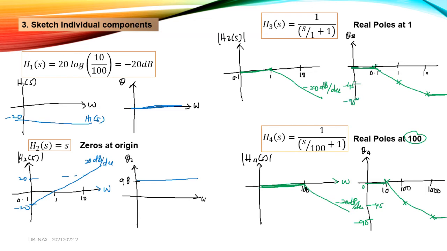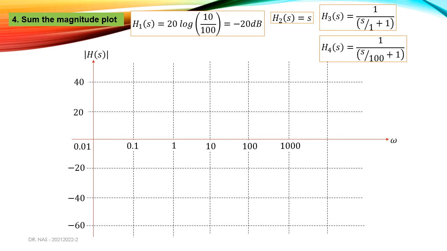Okay, so once you have all the individual plots, then you need to sum them up. Let's sum the magnitude of the transfer function. You need to sketch the individual transfer functions in the same graph before you can sum them up. Start with H1(s), a constant of negative 20 dB. Then you have H2(s) equal to s, so it is zeros at origin. The line crosses at 1 with a positive 20 dB slope.